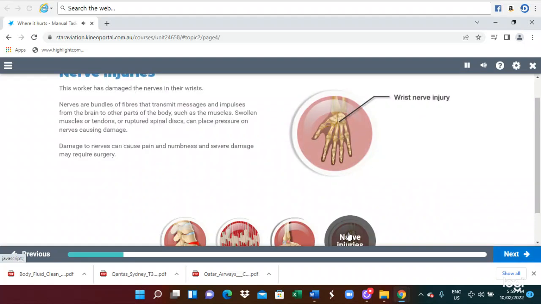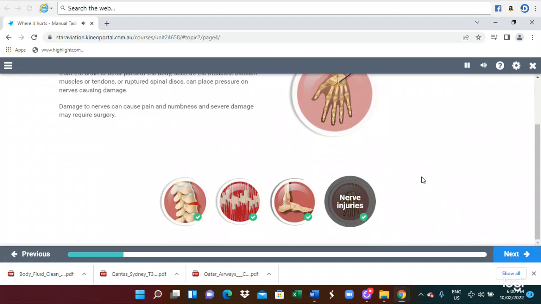This worker has damaged the nerves in their wrists. Nerves are bundles of fibers that transmit messages and impulses from the brain to other parts of the body, such as the muscles. Swollen muscles or tendons or ruptured spinal discs can place pressure on nerves, causing damage. Damage to nerves can cause pain and numbness, and severe damage may require surgery.